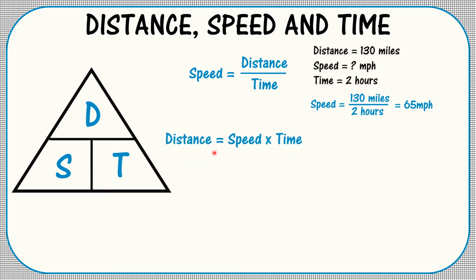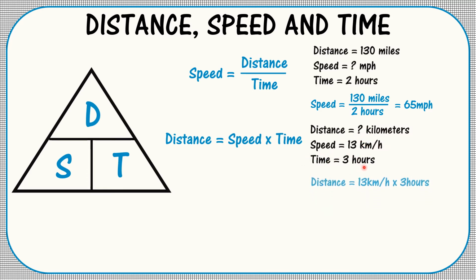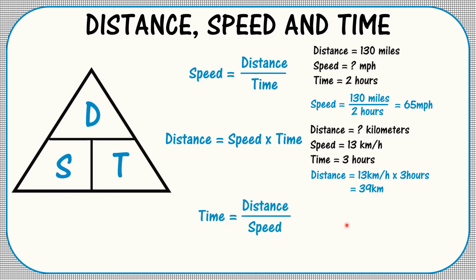If we want to work out the distance, it is speed multiplied by time. For example, the speed is 13 kilometers per hour and the time is 3 hours. So we would say that the distance is equal to 13 kilometers per hour times 3 hours. Therefore, the answer is 39 kilometers. So the distance that we traveled is 39 kilometers.